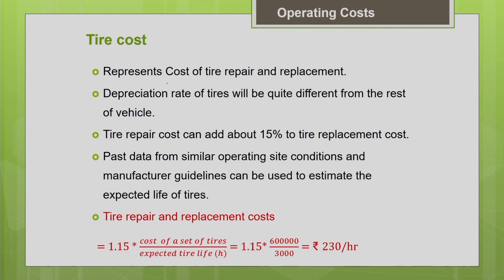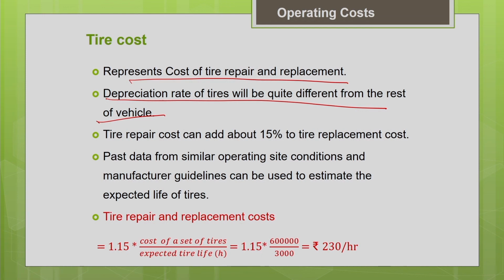It is a little difficult to estimate, but anyway you can get this data from your past experience record with similar equipment and similar operating condition, or you can go for the information in the equipment handbook, as given by the manufacturer. Basically, tire cost represents the cost of the tire repair and the tire replacement. The life of the tire is very different. It is lesser when compared to the life of the remaining part of the machine, and the depreciation rate of the tires will be quite different from the rest of the vehicle. Obviously, your tire will depreciate at a faster rate when compared to the other parts of the equipment. That is why we are calculating the tire cost separately.